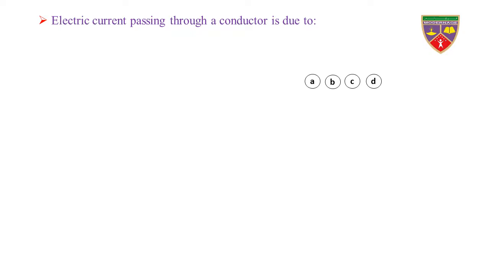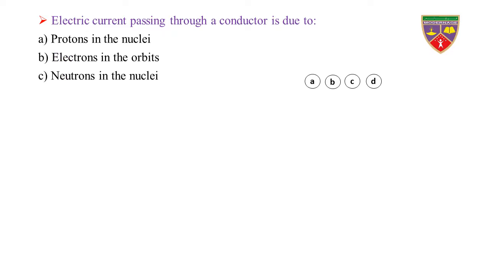Electric current passing through a conductor is due to: option A, protons in the nuclei; B, electrons in the orbits; C, neutrons in the nuclei; D, freely moving electrons. The key is freely moving electrons. Therefore, option D is correct.